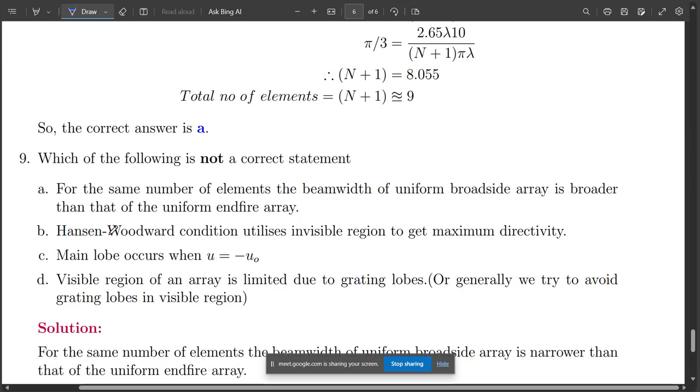Okay. Second statement is Hansen-Woodward condition utilizes invisible region to get maximum directivity. Third option is main lobe occurs when u is equal to minus u naught. Fourth option is visible region of an array is limited due to grating lobes, or generally we try to avoid grating lobes in visible region. So what do you all think, which is the incorrect statement? What do you think?